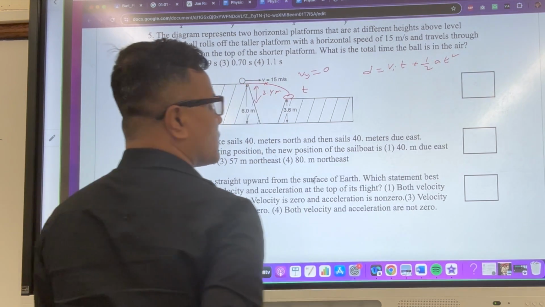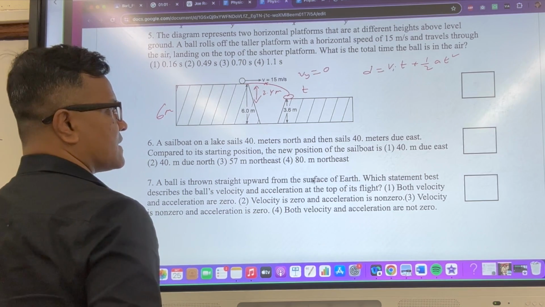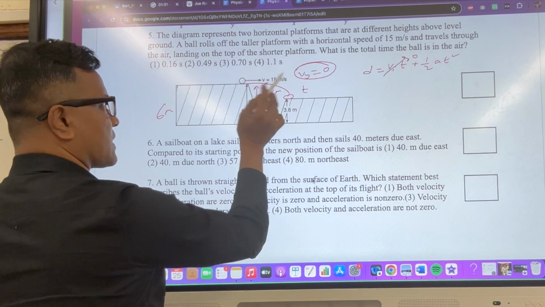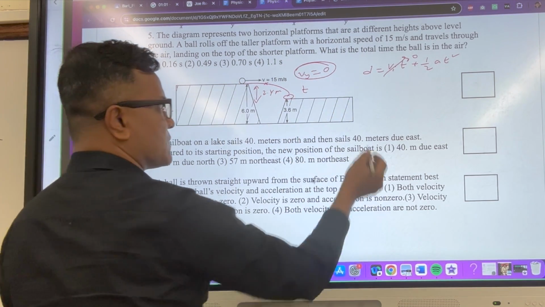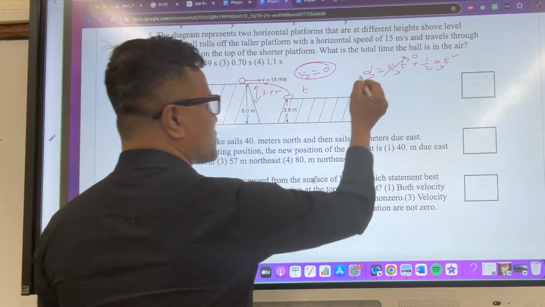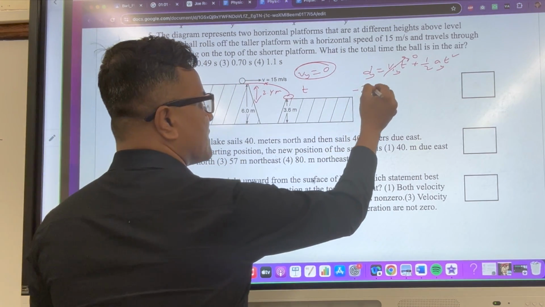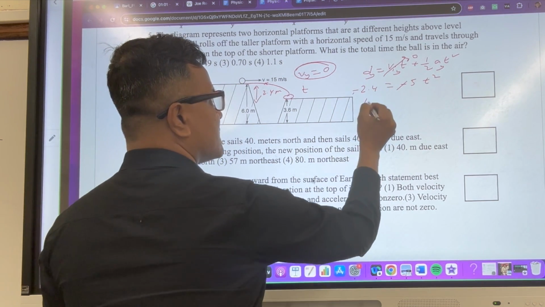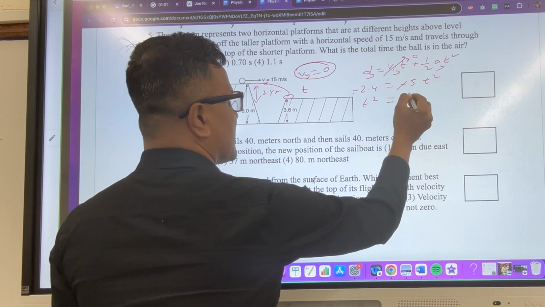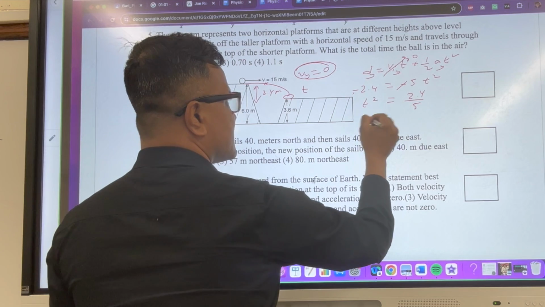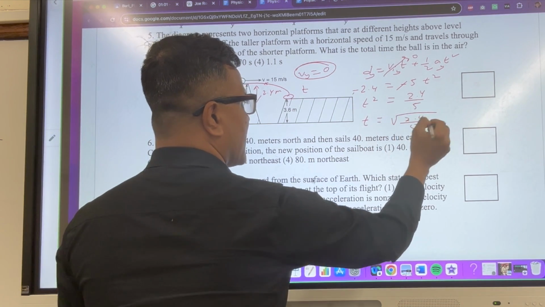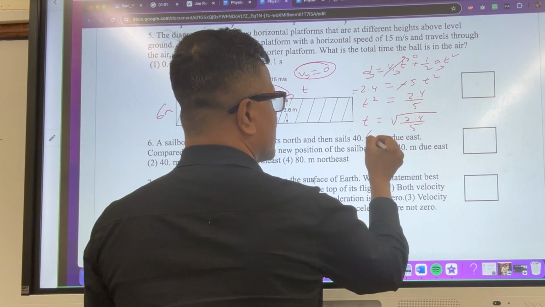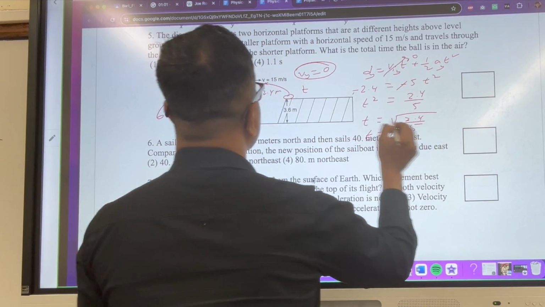What is your goal? Your goal is to find how long the ball is in the air. This is 0. Why is that? Because this one is 0. When it's rolled off of the cliff, y component of the velocity is 0. I said it many times. What is dy? Dy is negative 2.4. Right? This is negative 5 t squared. So negative negative cancel. T squared is equal to 2.4 over 5, and t is the square root of 2.4 over 5, and that gives you 0.70 second. So t is 0.70 second, and that is option number 3.